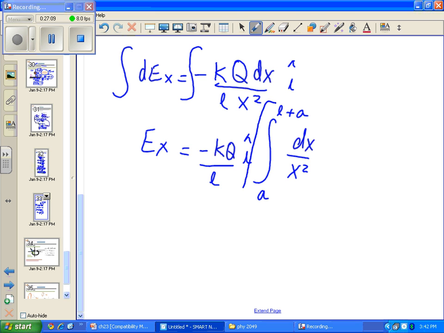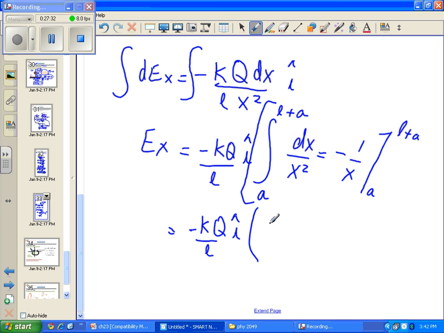So now I can go ahead and solve the integral. Dx over x squared is minus 1 over x. Put in my endpoints a, L plus a, a little bit of algebraic manipulation, minus kq over L i hat times, let's see, minus 1 over L plus a, plus, because it's minus minus, 1 over a.